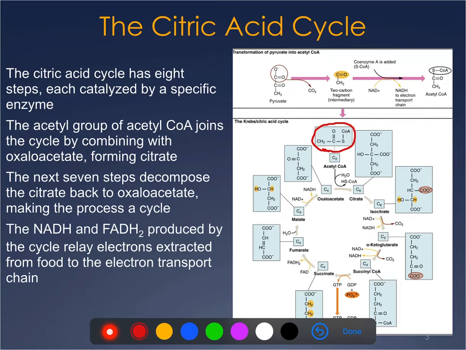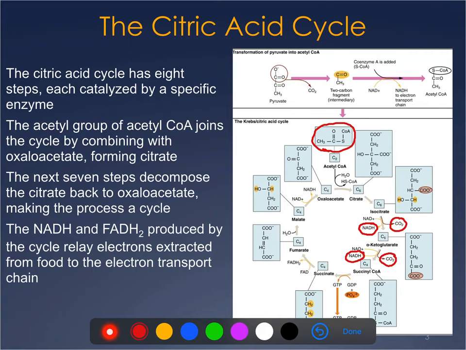There are certain steps which you can see here and here. During those steps, carbon dioxide leaves, which means that you are breaking a bond to a carbon atom, and that carbon atom is going to leave as carbon dioxide. When you break that bond, there are electrons for you to capture in the form of NADH. So every time you break a carbon dioxide free, you get to make an NADH.